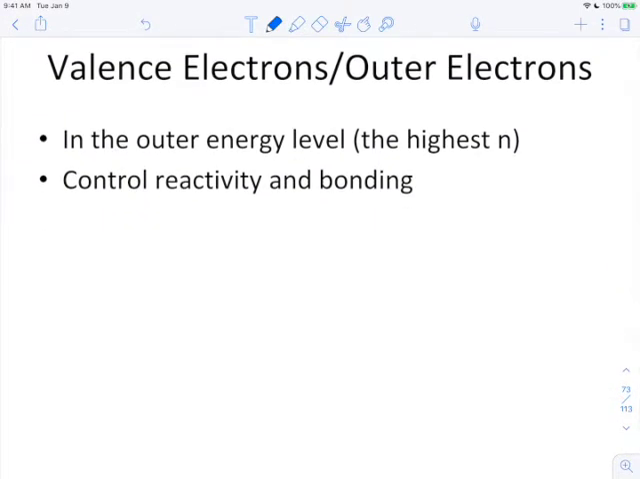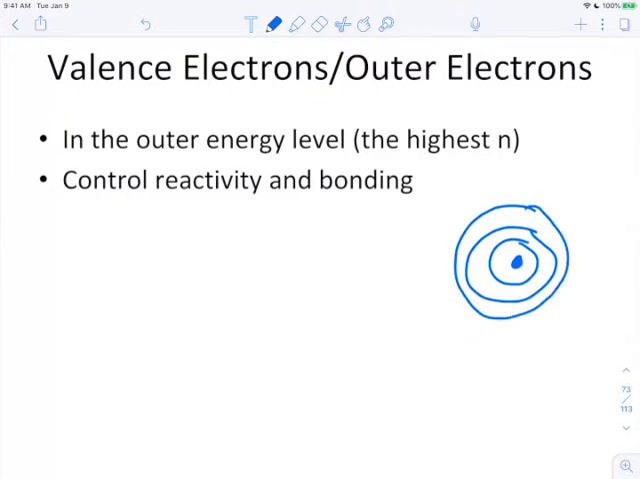So next up, we're going to talk about valence electrons, which are our outer electrons. And I think we talked about this way back when, maybe in chapter 1. And those of you who had the intro class, you probably talked about this as well. So our valence or outer electrons are the electrons in the outermost energy level. So if you're looking at that atom again, and here's the first energy level, second, third, fourth, and so on. These are the electrons the furthest out from the nucleus.